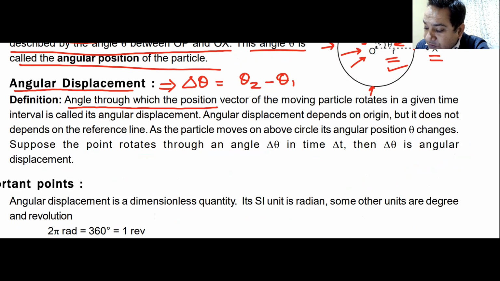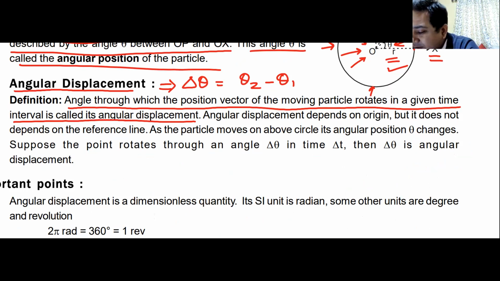Angle through which the position vector of the moving particle rotates in a given time interval is known as angular displacement. This much is enough. Denoted by letter delta theta. Delta standing for change, theta standing for angular position. Theta 2 is the final position, theta 1 is the initial position, theta 2 minus theta 1. Again, the SI unit is radians. It does not have any dimension because angles are dimensionless.